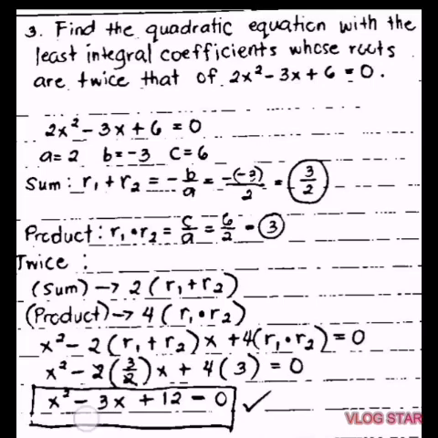Why is it a minus sign here? Because that is based on the form, minus. Okay, so x squared minus 3x plus, what is 4 times 3? 12. So plus 12 equals 0. Therefore, the quadratic equation we are looking for is x squared minus 3x plus 12 equals 0.